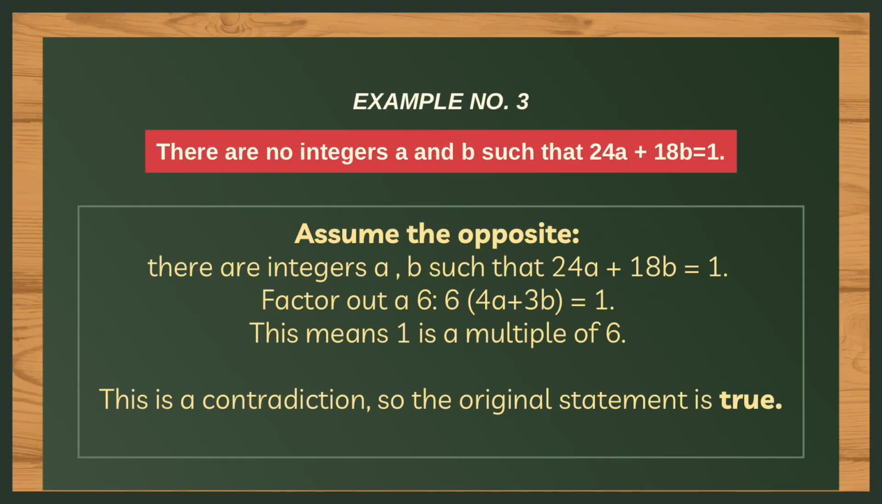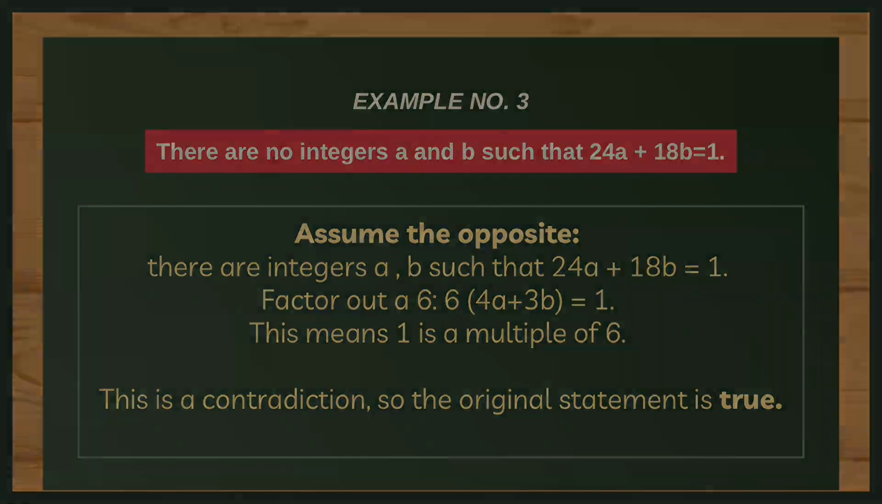Example number 3. There are no integers a and b such that 24a + 18b = 1. Assume the opposite. There are integers a, b such that 24a + 18b = 1. Factor out 6: 6(4a + 3b) = 1. This means 1 is a multiple of 6. This is a contradiction, so the original statement is true.